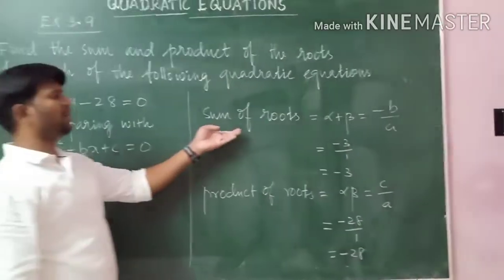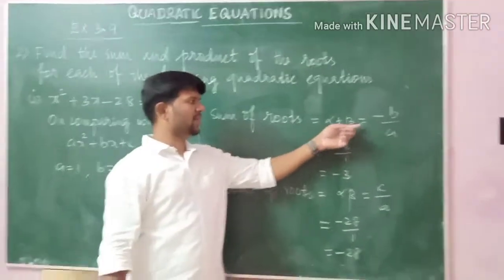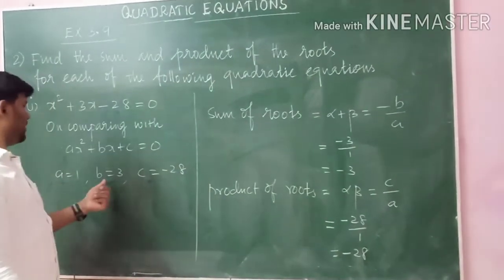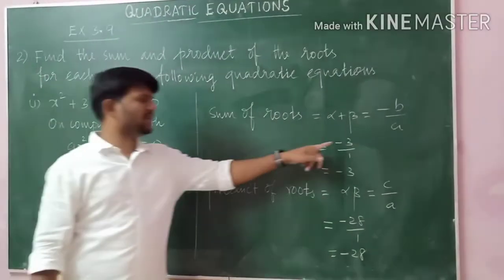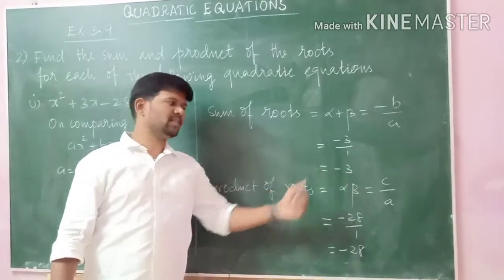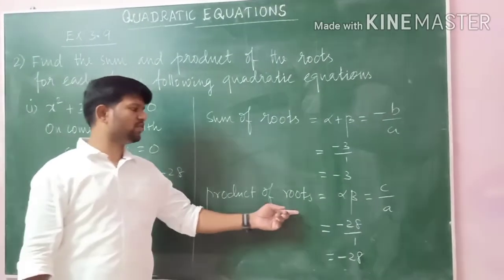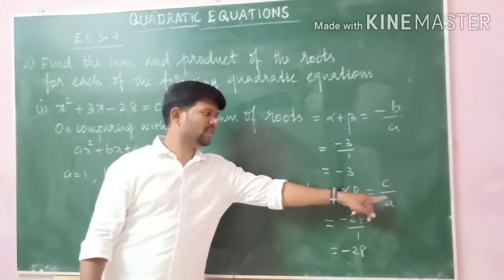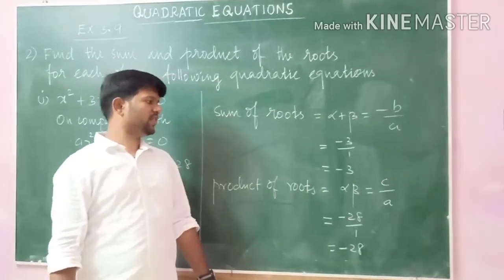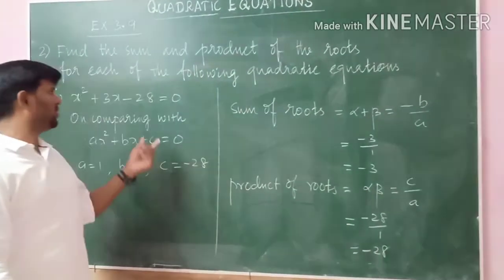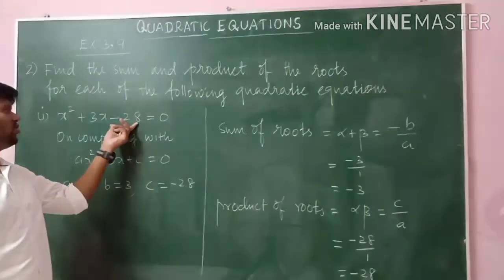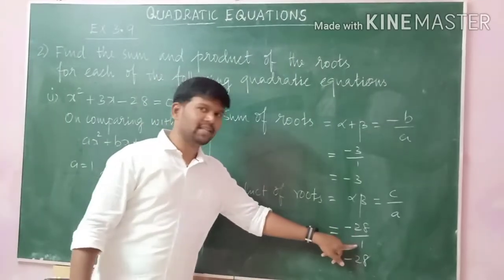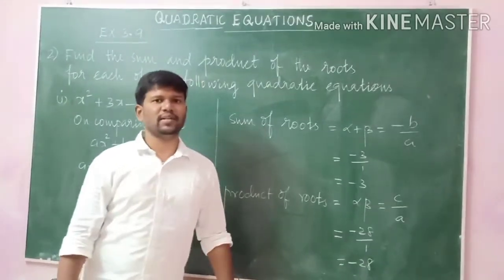We know that the sum of roots, alpha plus beta, equals minus b by a. What is the value of b? It is 3. So minus 3 by 1, of course, it is minus 3. And the product of roots, alpha into beta, equals c by a. c is the constant term and a is the coefficient of x². The constant term c is minus 28 and the coefficient of x² is 1. So minus 28 by 1 is minus 28.